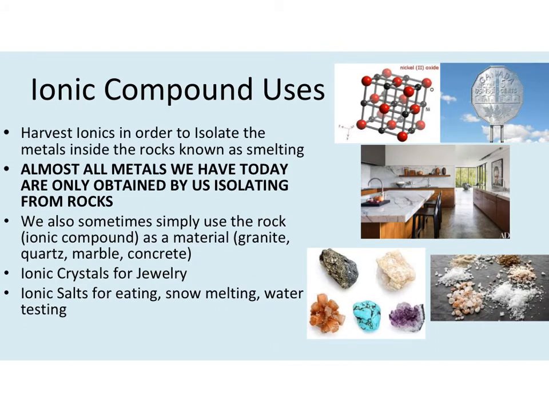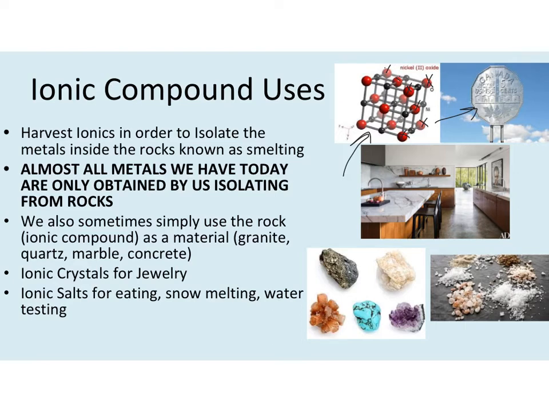So we harvest ionics, so like rocks and crystals, in order to isolate the metals inside them. And we know this process is called smelting or iron extraction. So if we look over here, this would be a rock, nickel 2 oxide. So this is just a close-up version of a rock. We would take this rock, and what we would try and do is remove all the oxygen. So all of these reds, we would remove out, and this is the process called smelting or ore mining. And then what we would be left with is pure nickel. Right? And we use that for, say, nickels in our coins.